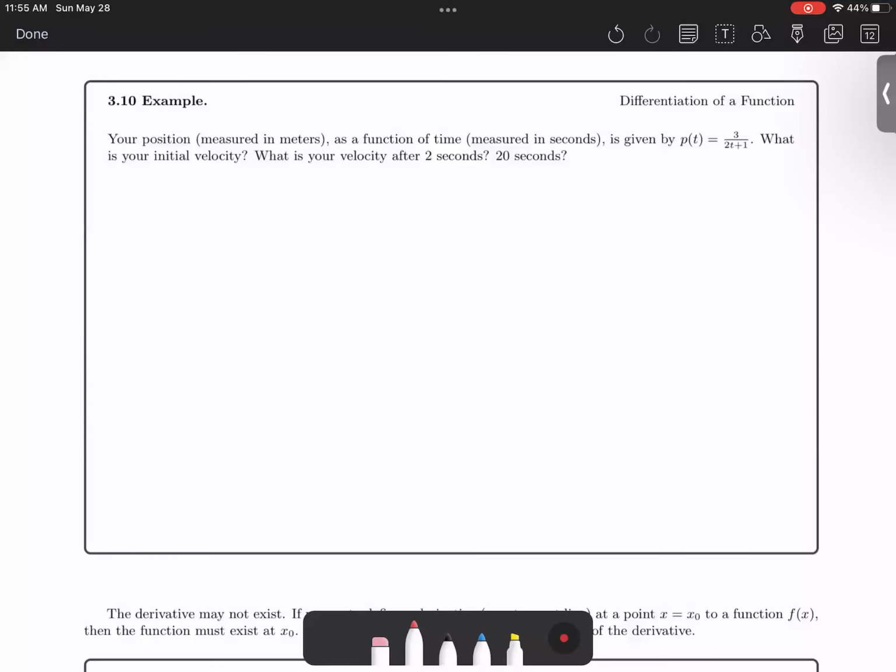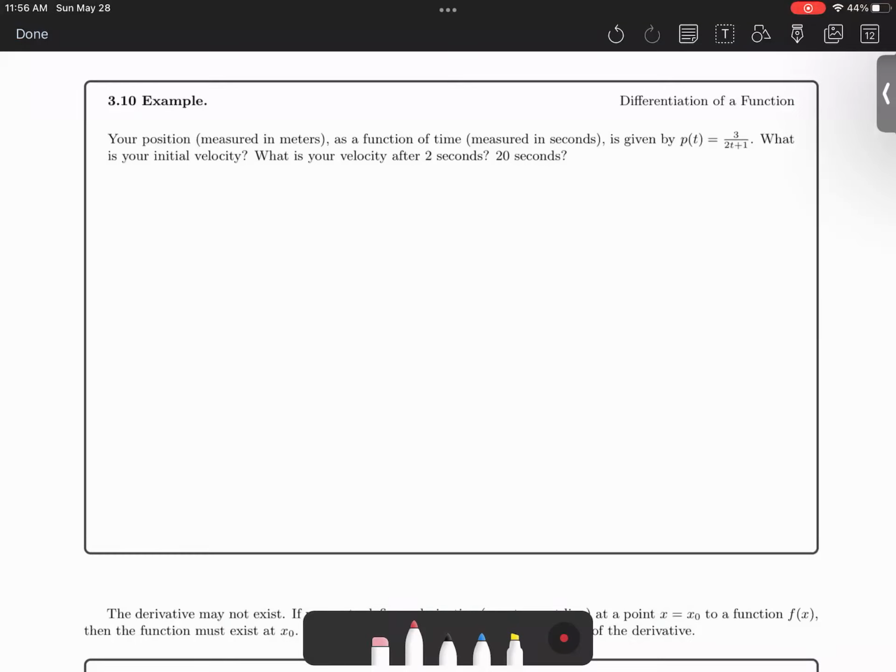Let's do a real world application of differentiation. So differentiation gives us the slopes of the tangent lines to functions, or rather it's the instantaneous rates of change of functions. So if your function is position as a function of time, then what gives us the relationship between the change in your position and the change of time? Well, that's exactly what speed is, or velocity, right? How far do you move and how long does it take you to move that distance?